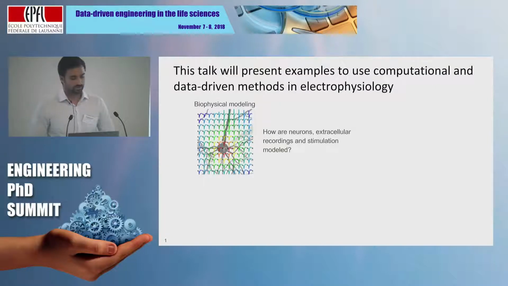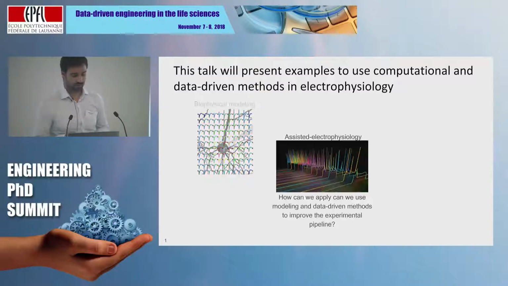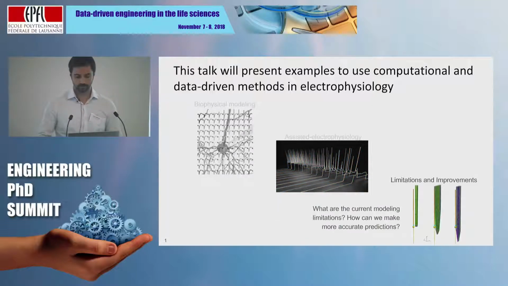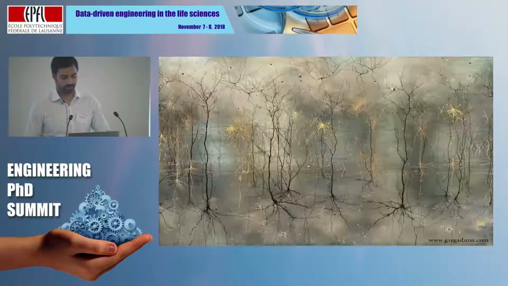And my talk is mainly divided in three parts. I will first describe the biophysical modeling framework that we use for this computationally assisted approach. And then I will spend most of my time explaining some applications in the electrophysiological pipeline that we can improve with some computational-based and data-driven approaches. And finally, I will show some limitations of the current modeling framework and how we can address them with more advanced modeling, and also some improvements and future directions.